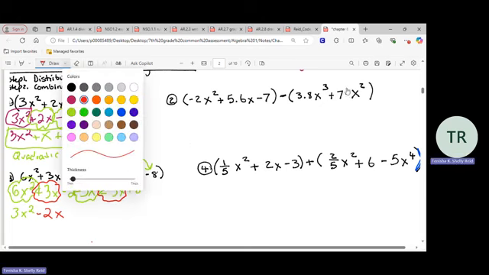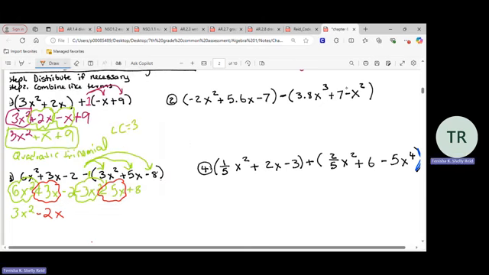And then lastly, I have some numbers, -2 and a +8. -2 plus 8 is going to give me a +6. And that's it. I can't put anything together. It's in standard form. I am done. This is also a quadratic trinomial, and my leading coefficient is +3.